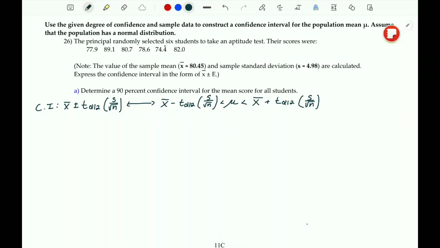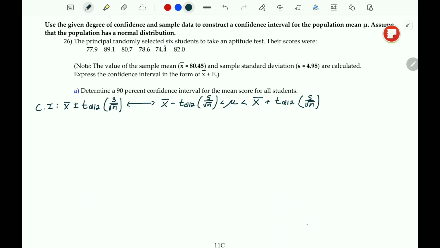Question number 26. It says, use the given degree of confidence and sample data to construct a confidence interval for the population mean of mu. Assume that the population has a normal distribution. The principal randomly selected 6 students to take an amplitude test. Here were the following scores.